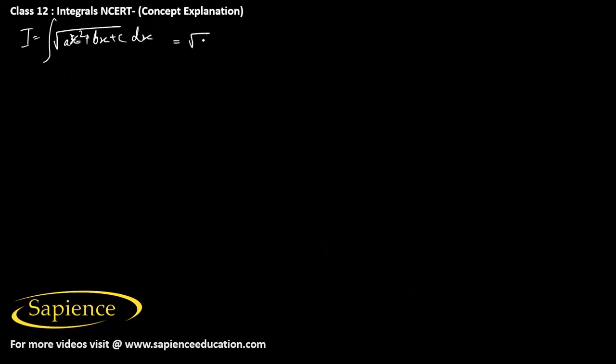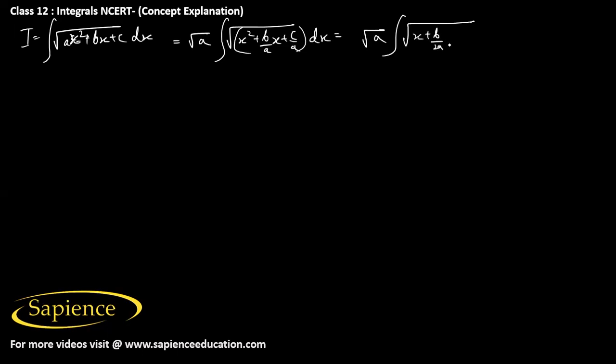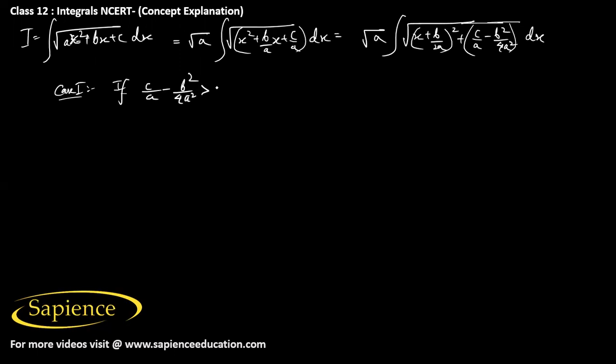So then here we have to take root a as common, and then we will write square root of x square plus b by a x plus c by a into dx, and that can be written as root a into integral square root of x plus b by 2a whole square, plus c by a minus b square by 4a square into dx. So now here we will get some cases. So case one is that suppose c by a minus b square by 4a square is greater than 0.